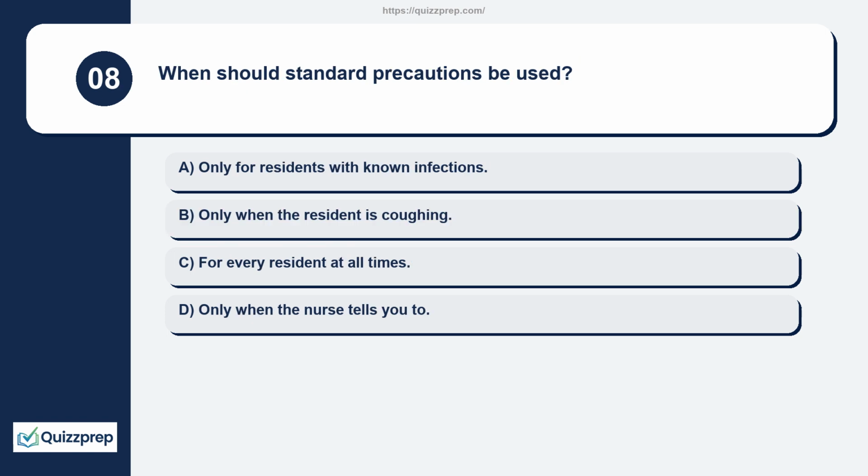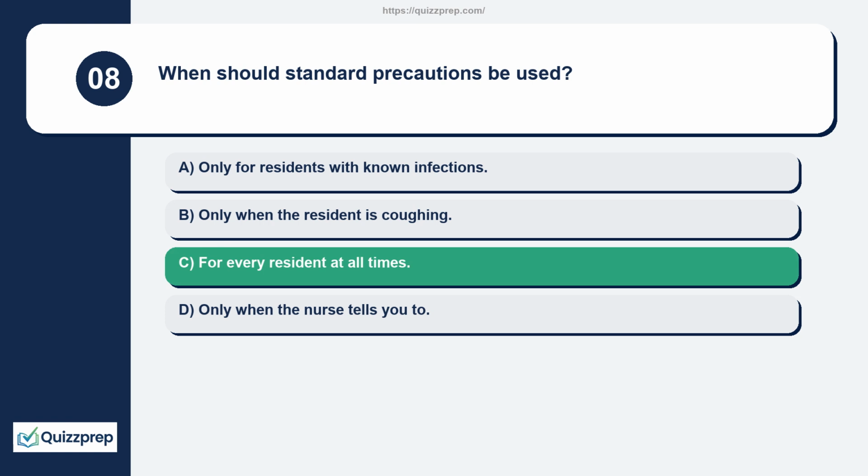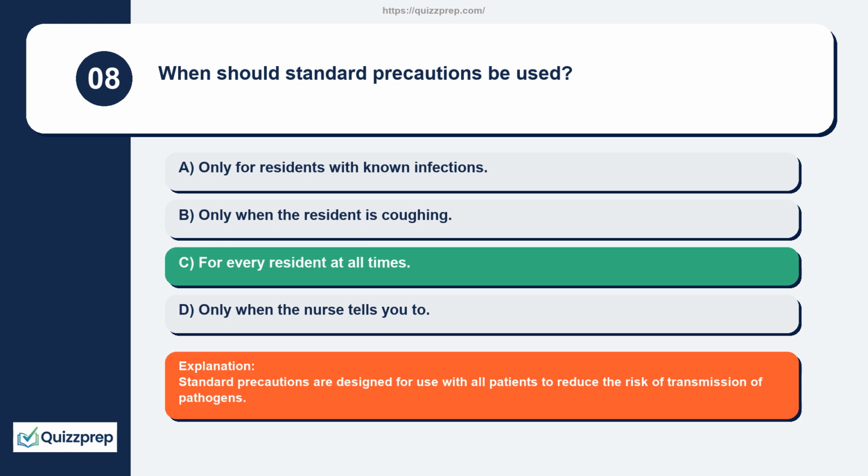Question 8. When should standard precautions be used? Only for residents with known infections. Only when the resident is coughing. For every resident at all times. Only when the nurse tells you to. Standard precautions are designed for use with all patients to reduce the risk of transmission of pathogens.